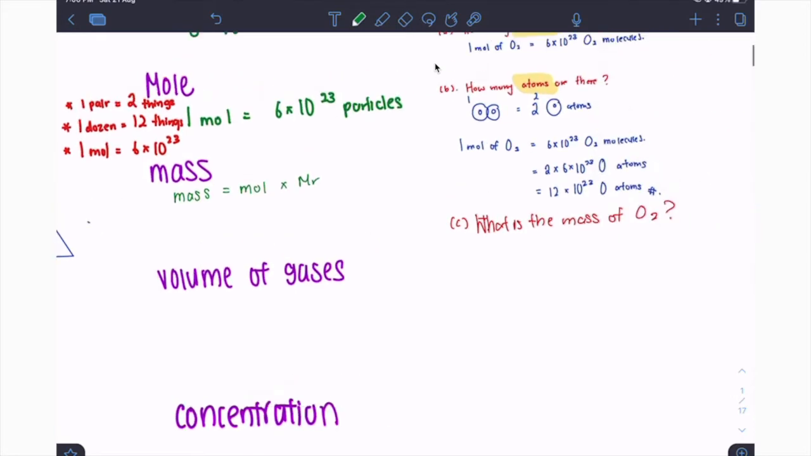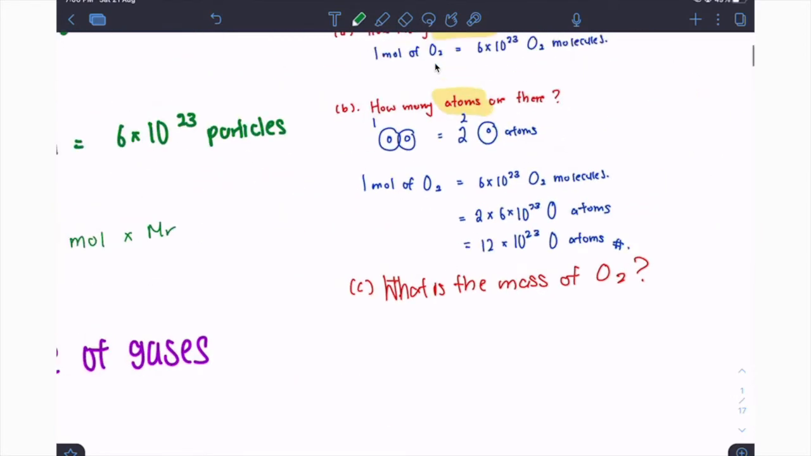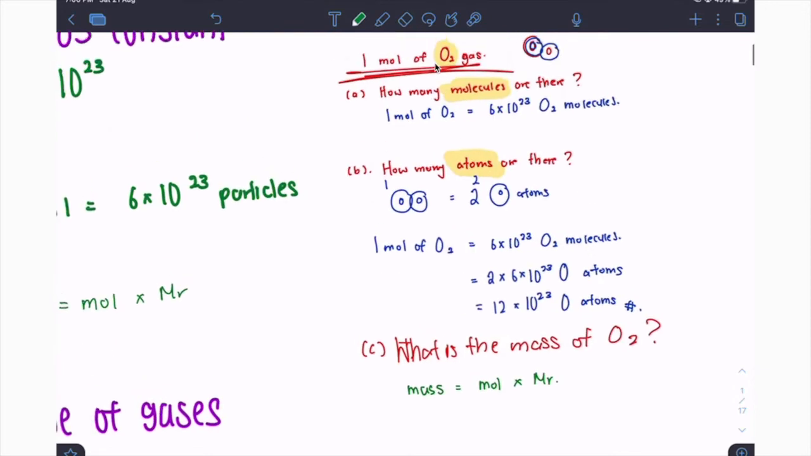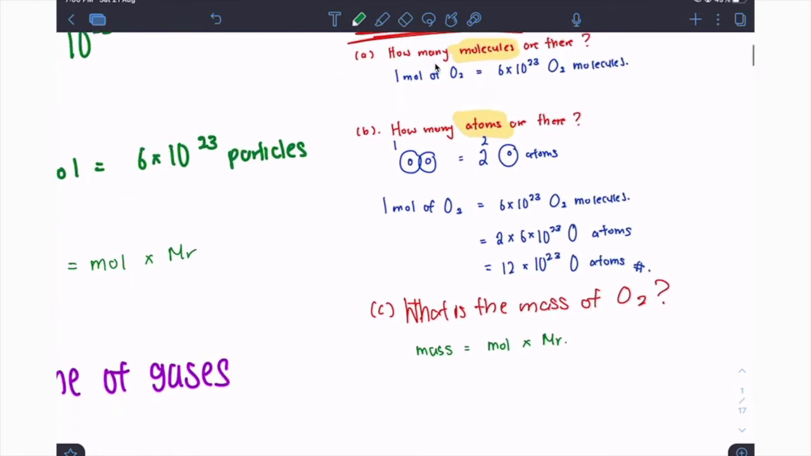Alright, so we come to this question, what's the mass of oxygen? Mass equals mole times Mr. Do we know the number of mole? Yes, because it's given in the question, 1 mole, so it's 1 times Mr. What's the Mr of oxygen? What's the molecular mass of oxygen?